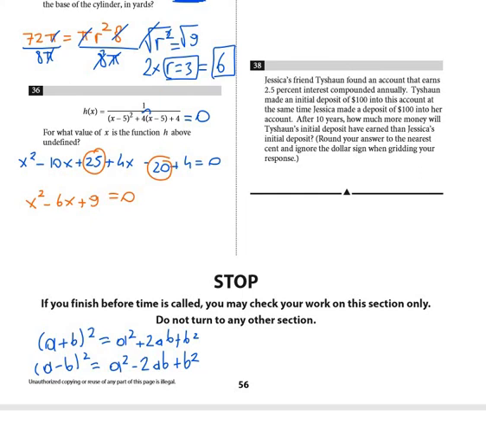So we need to factor this out. We need to find two numbers that multiply to 9 and add up to the middle term, negative 6. It is negative 3 times negative 3, because it gives me the c term, which is positive 9, and it gives me the b term, which is negative 6. So negative 3 is the correct pair.